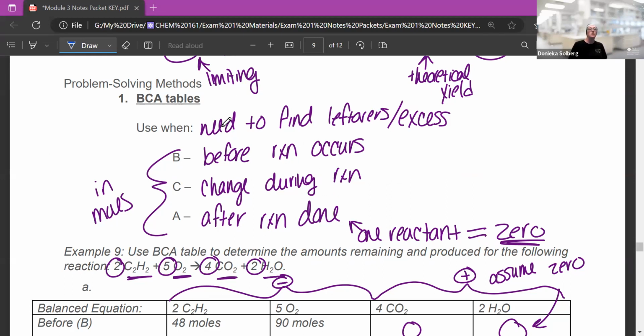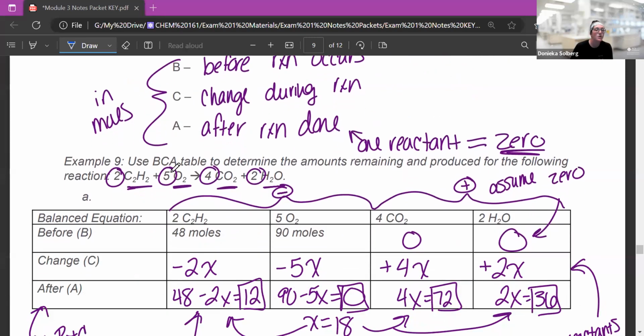Okay, so especially when we need to find your leftovers or your excess, a BCA table can be really helpful. Also, if you end up taking M16C2, this is something we will use in there because sometimes you need to know how much is left over of something. So what we're going to do here is use a BCA table to determine the amounts remaining and produced for the following reaction. I've got this reacting with this to make this plus this.